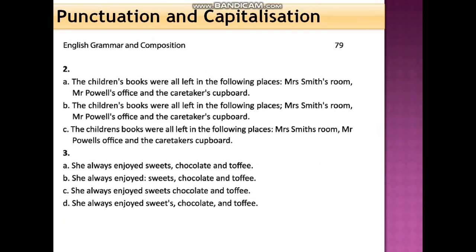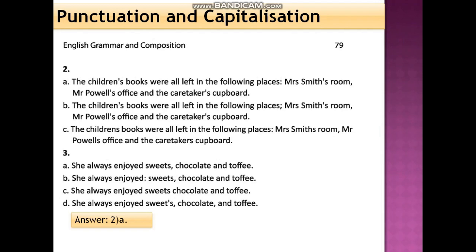Number 2. Same, there are 3 options. Find out the correct punctuated sentence here. Try to do it by yourself. Student, I think you have found out the correct one. Let's match with mine. Number 2, answer is A. The children's books were all left in the following places: Mrs. Smith's room, Mr. Powell's office, and the caretaker's cupboard. Okay, next one, number 3.